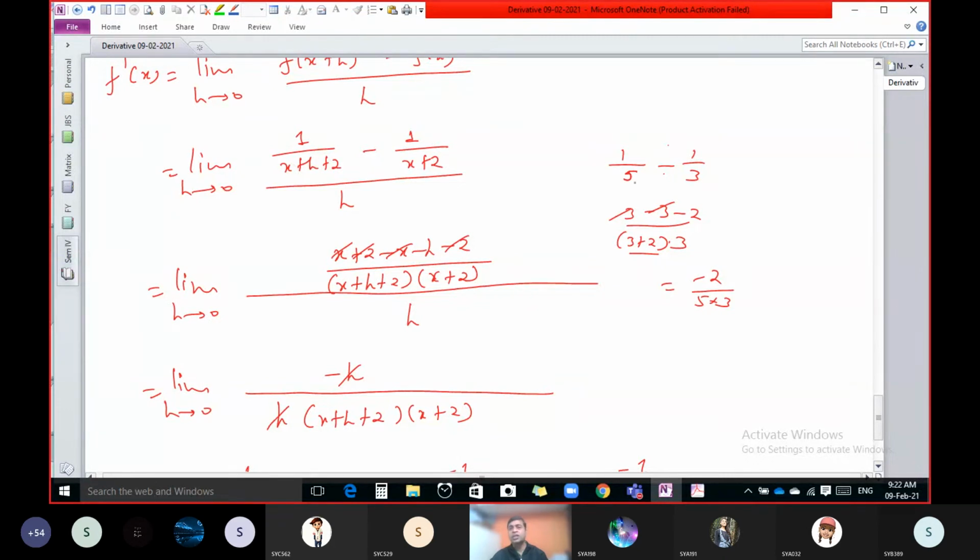In a similar way we have to take LCM here. So our LCM is nothing but this into this, multiplying of these two terms. That is our LCM. So this x plus 2 we have to multiply with this 1 and this x plus h plus 2 we have to multiply with this 1, but because of this negative sign all signs will change. Is it clear now?